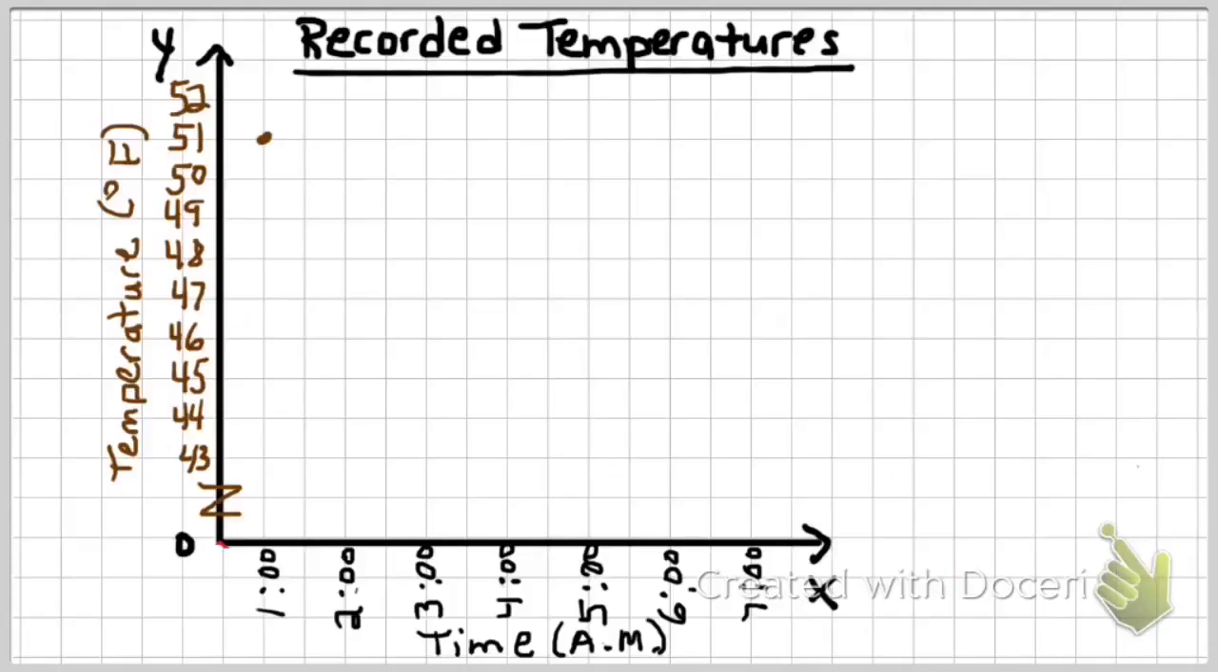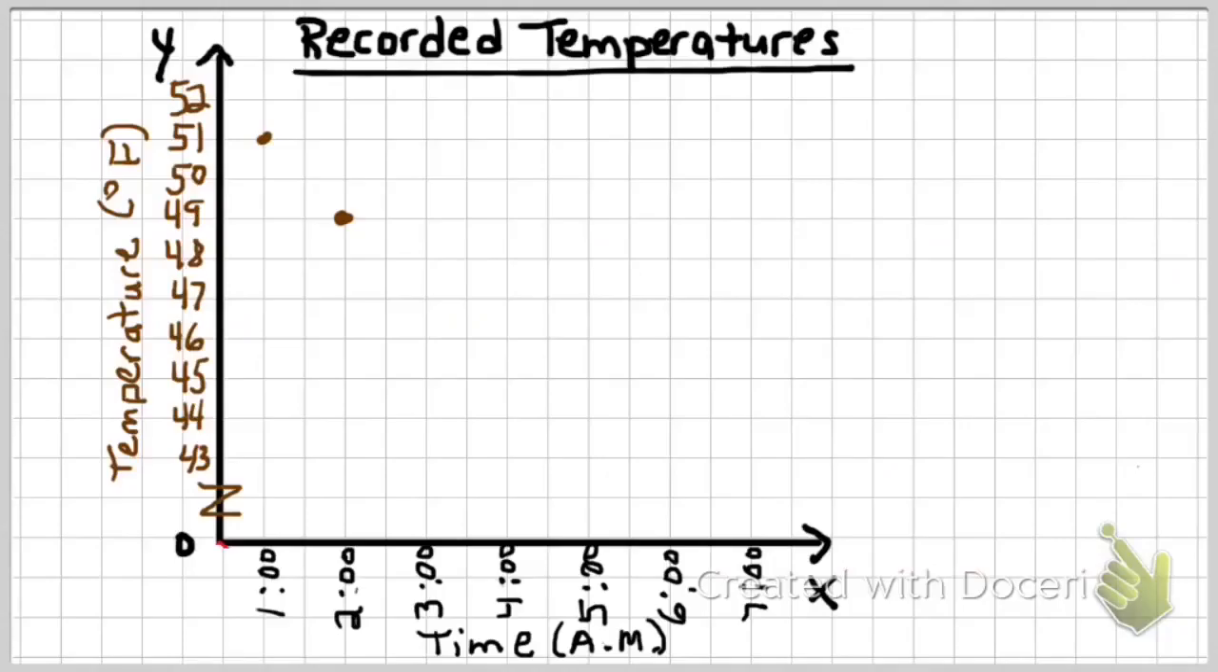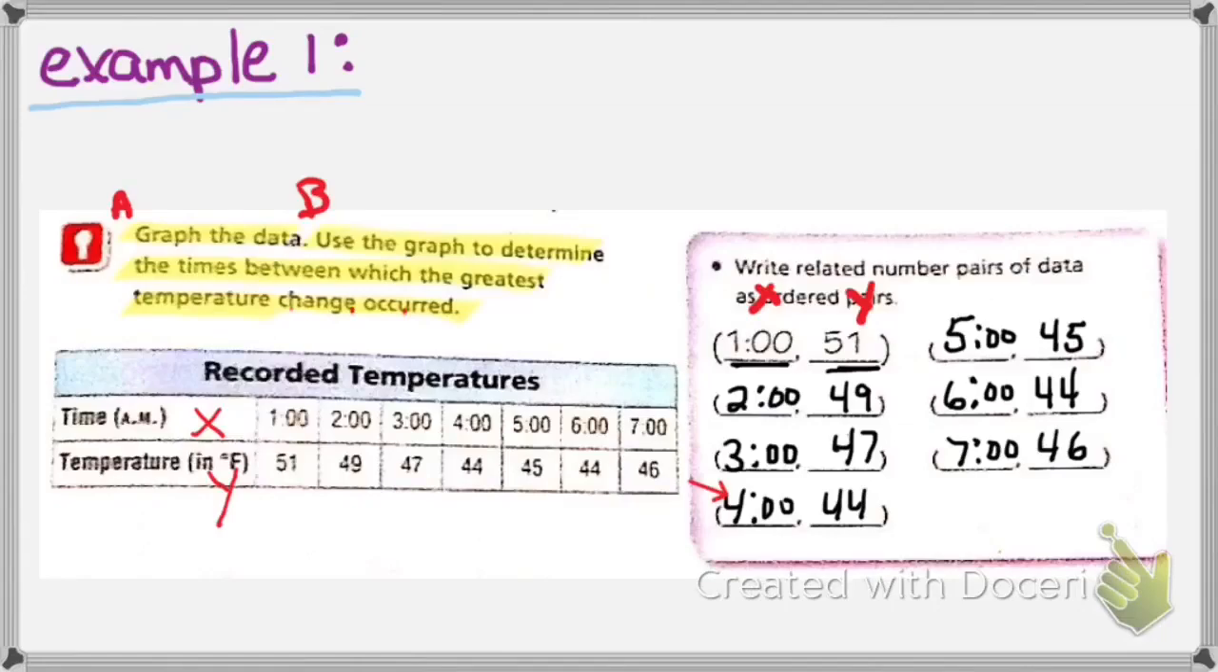So I take the extra moment to make sure I'm exactly on the 2 o'clock line and not on a different one. I go up and I put my point at exactly 2 o'clock and 49 degrees. And again, I can look at my ordered pairs or my table to see at 3 o'clock it was 47 degrees. So with my finger, I move straight up on the 3 o'clock line and put my dot in at 47 degrees. Go back to my data.